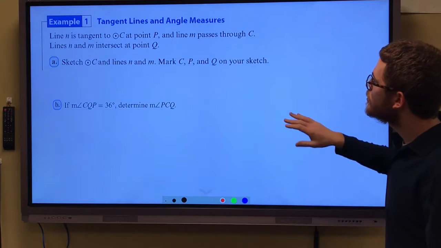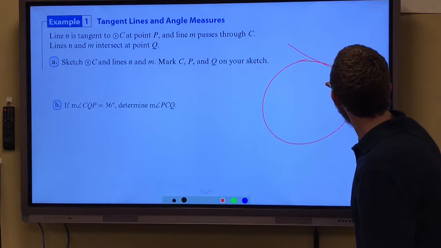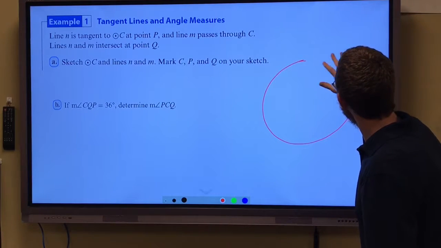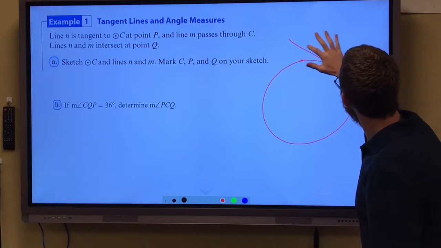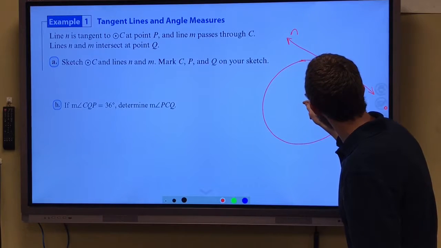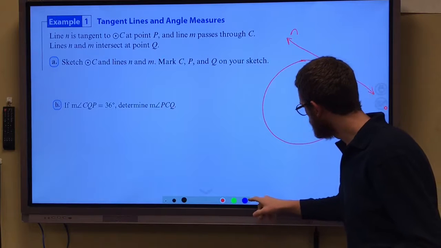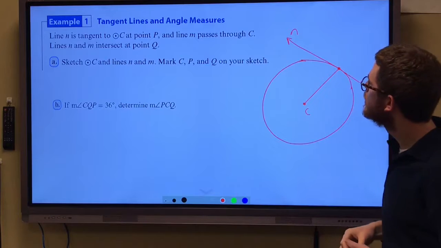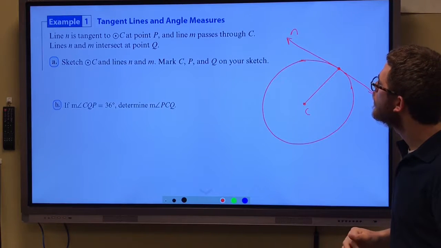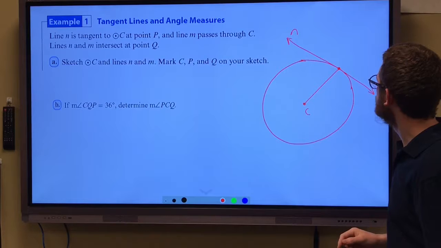Here it says, sketch circle C, line N is tangent to circle C. Ooh, not the best drawn line. Line N is tangent to circle C at point P, and line M passes through C. Lines M and N intersect at point Q.